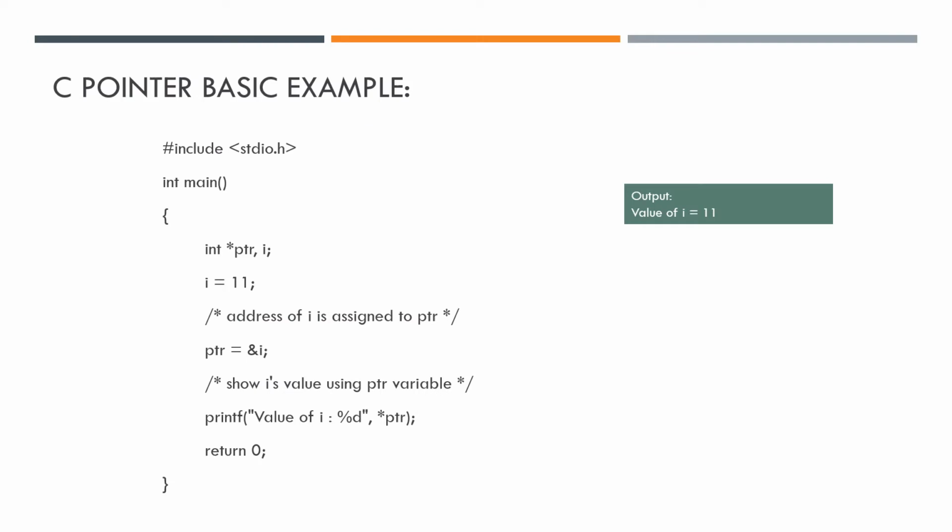This is an example of using a pointer, ptr, and variable i with the initial value 11. ptr is equivalent to the address of i, and we print the value of i using asterisk ptr.